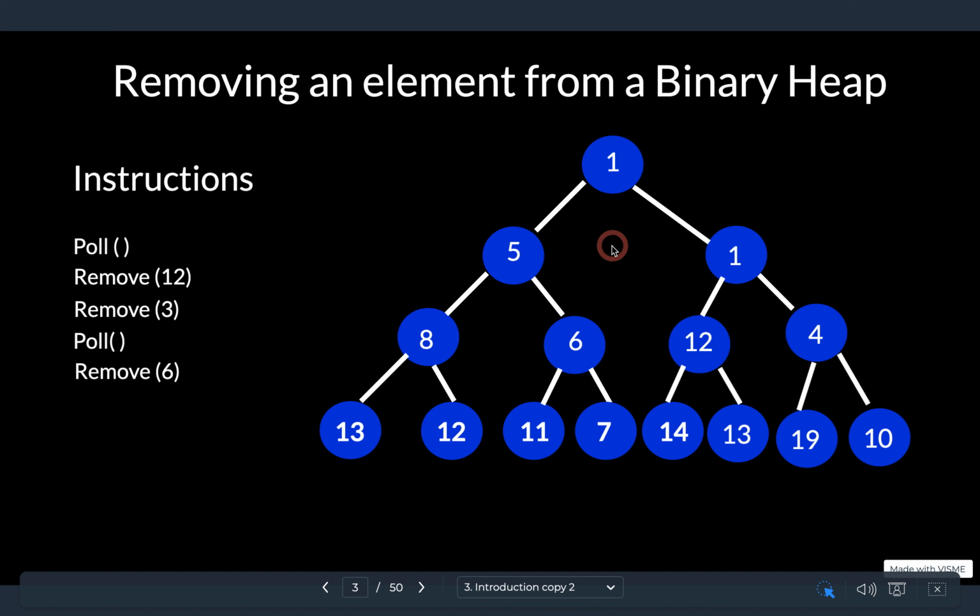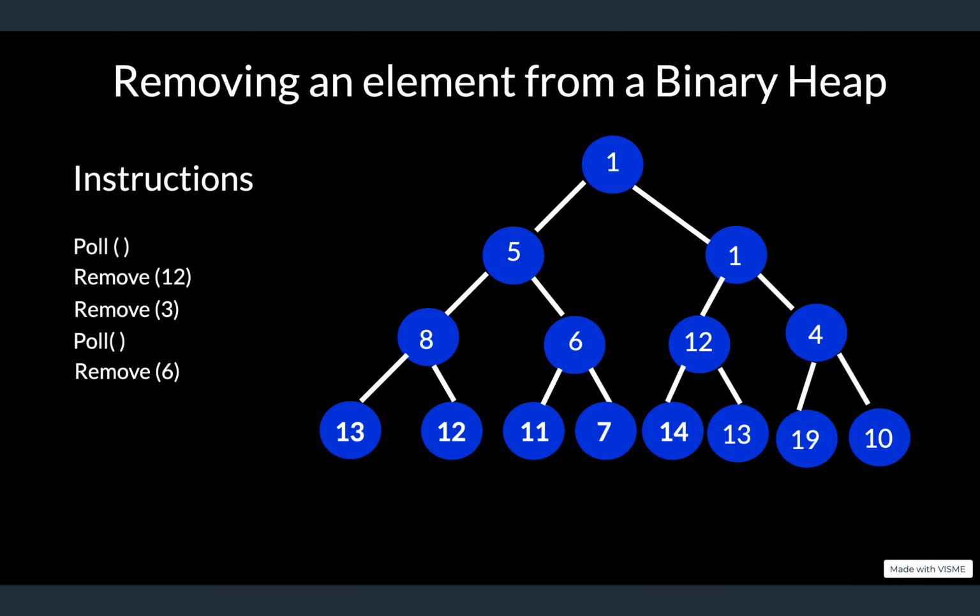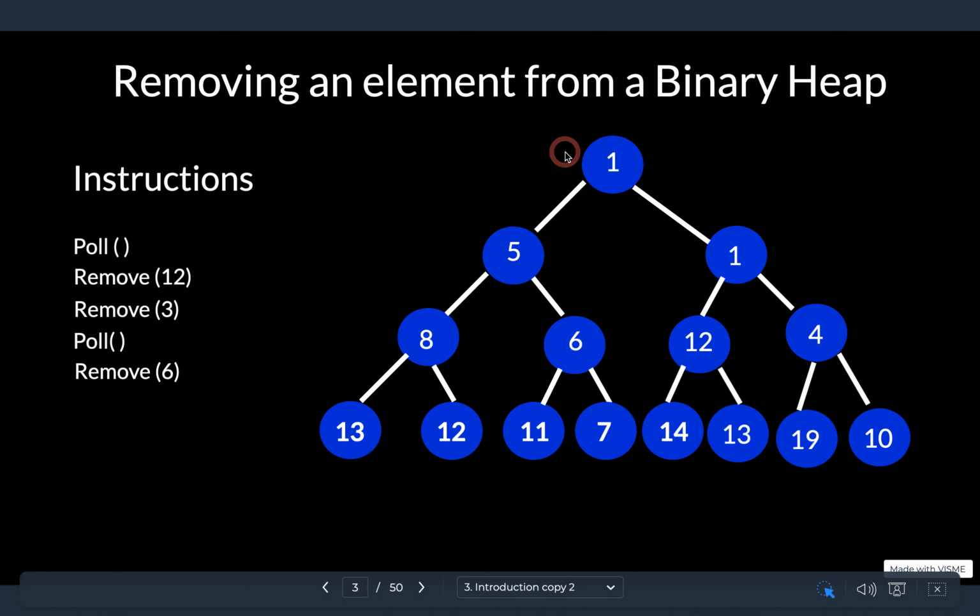By the way, this is a min heap, meaning that the value of the parent node is always less than or equal to the value of the child nodes. So as you can see, 1 is less than 5, 5 is less than 8, 8 is less than 13. Okay, so you can see that the values of the parents are always less than the value of the children.